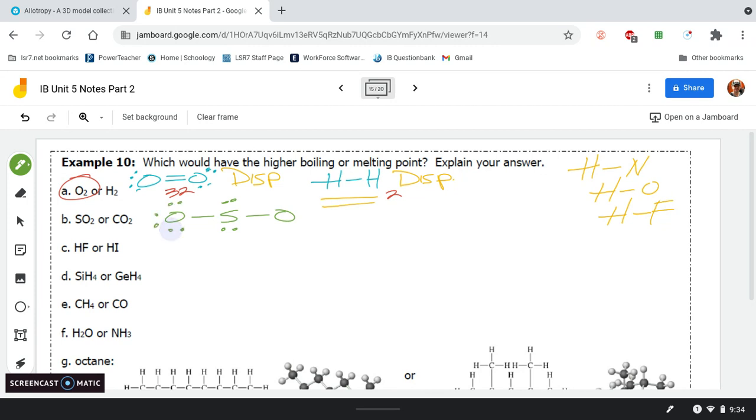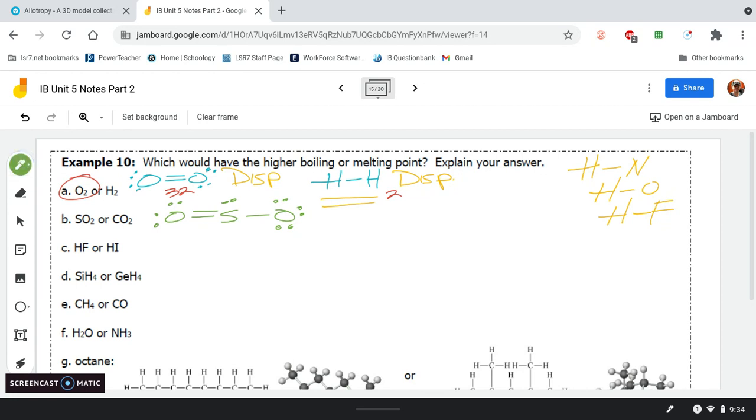And the target number on SO2 is 18, right? But this is 20. Target number is 18, but this is 20. So I'm going to have to put a double bond in, and then I'm going to have to erase a pair from each side. So that one is polar.